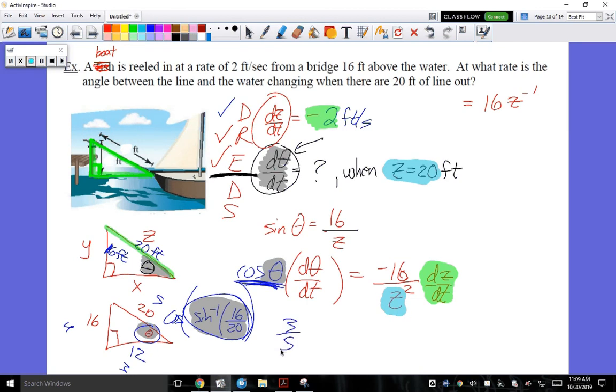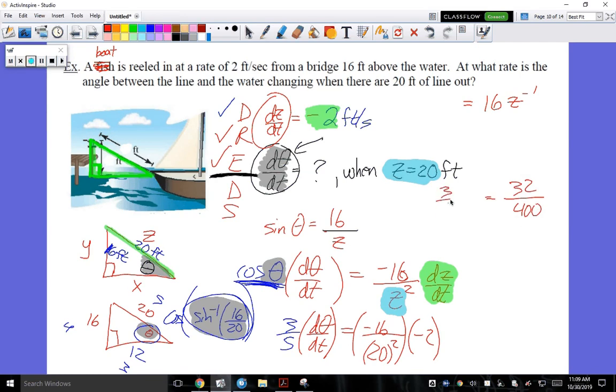So 3 over 5 times d theta over dt is equal to, let's plug this all in, negative 16 over 20 squared times negative 2. And this would be without a calculator. So I get a positive 32 over 400. And what am I going to multiply both sides by? 5/3. That cancels that to a form of 1.